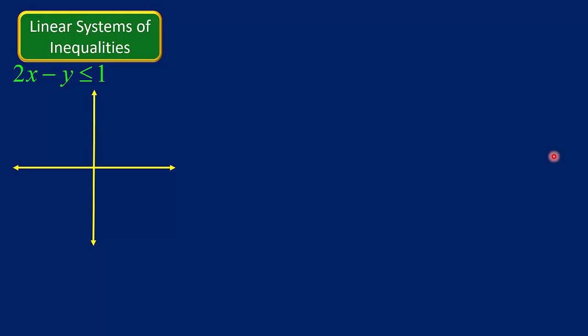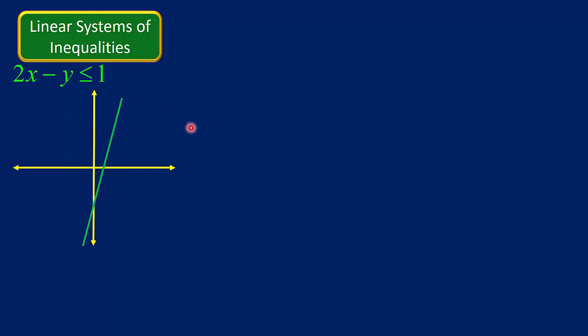I like to find the intercepts. I like to let x be 0 and find what the y-intercept is, and then I'll let y be 0 and find out what the x-intercept is. And I do a quick sketch. So here, notice if x is 0, y is -1. And if y is 0, x is 1/2. So it looks something like this.